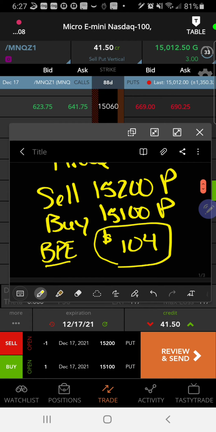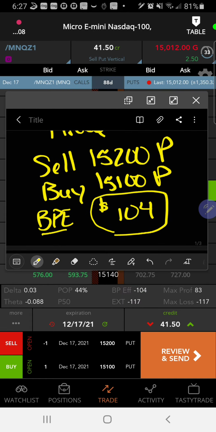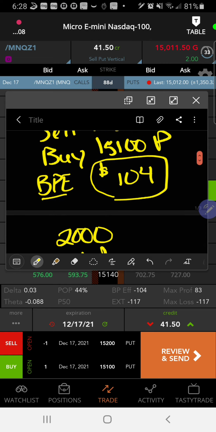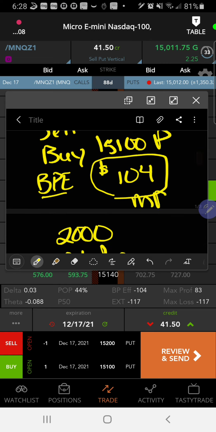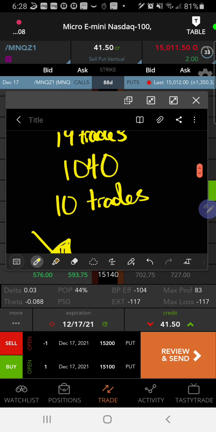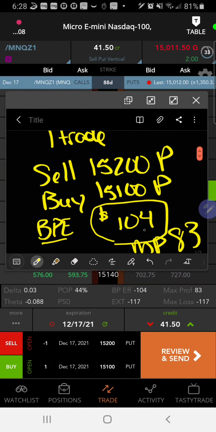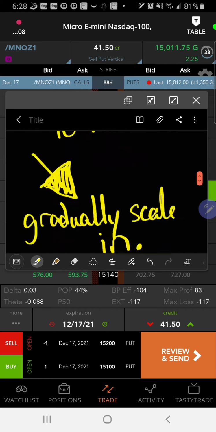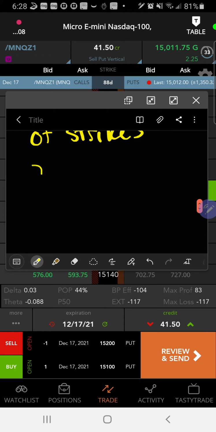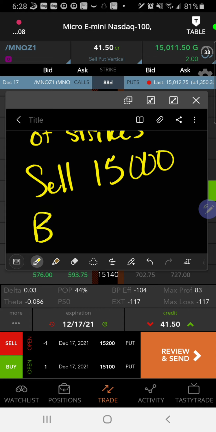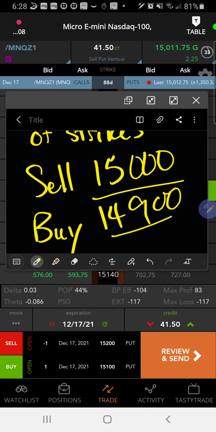So if you affected your buying power by $104 on that original trade and your max profit is $83, then when the stock moves down 50 points, I don't add another to those same exact numbers. It's at 15.2 and 15.1. I'd go down to sell 15 even and buy 14.9. Now, I'm just showing you guys an example. These aren't exact numbers that I would choose.